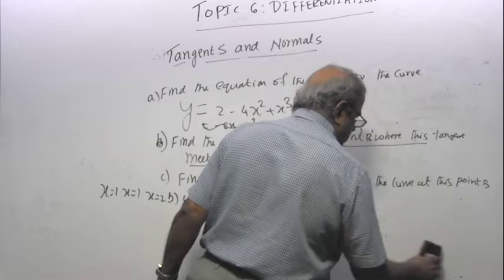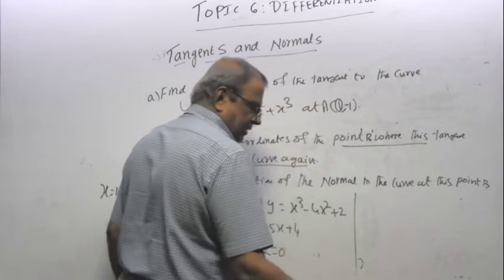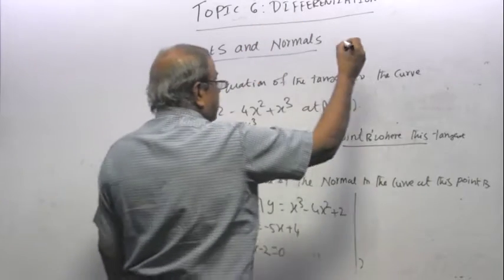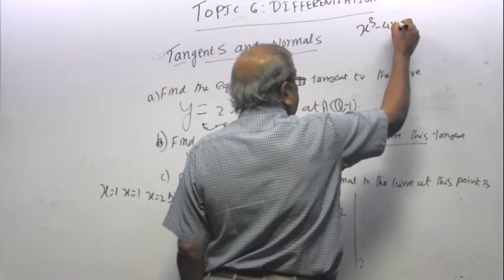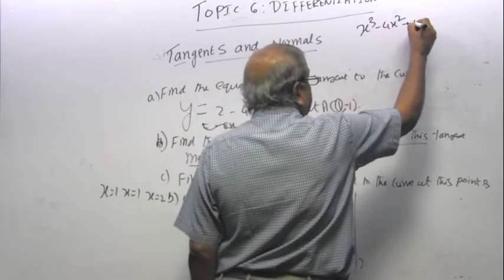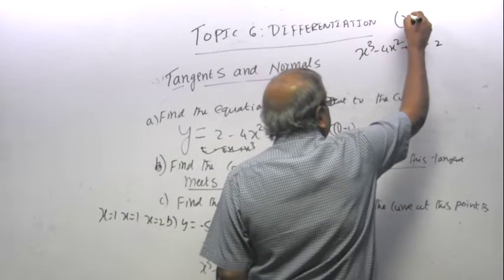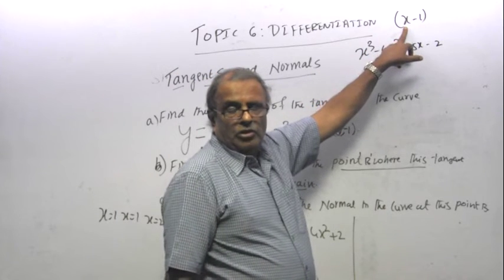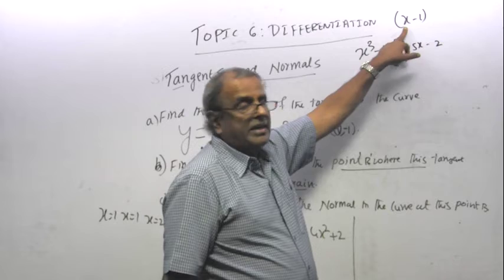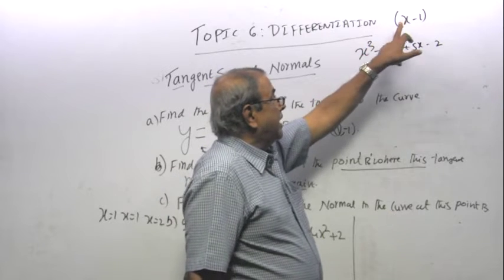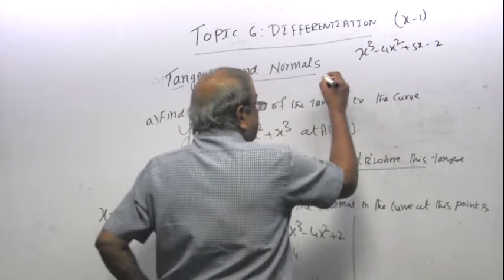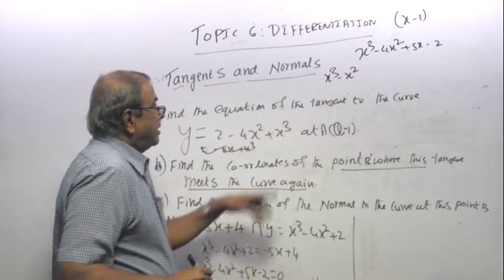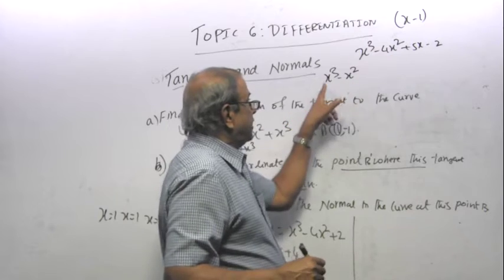But I want to show you something. Let me do it somewhere here. What did I have? I had x cube minus 4x squared plus 5x minus 2. Remember, I need to get x minus 1. To get an x cube from x minus 1, I need to do x cube minus x squared, isn't it? Because if you multiply this by x squared, I get x cube minus x squared. So I'll straight away write this as x cube minus x squared.